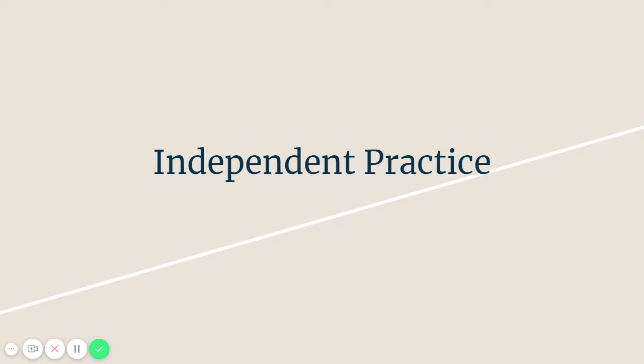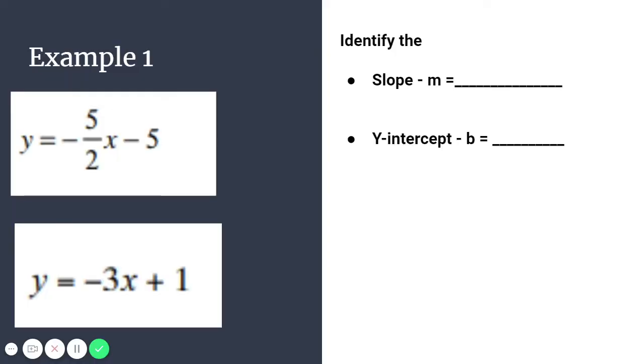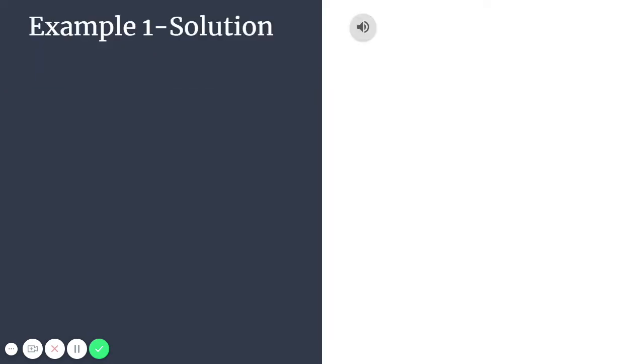We're now going to move on to our independent practice, and this is your first example. Identify the slope, which is m, and the y-intercept, which is b, for each of the 2 examples. Please pause the video at this time, write down your answers for each one of those questions, and resume so that we can go over the explanation with you. Let's look at the solution to example 1.